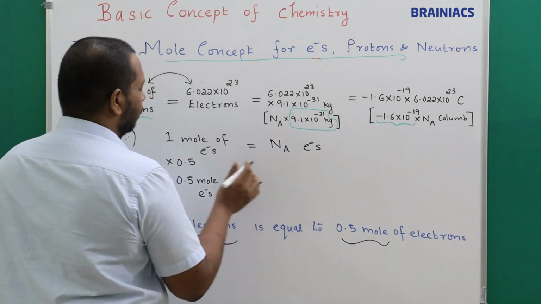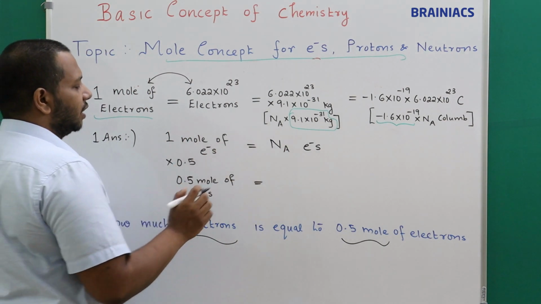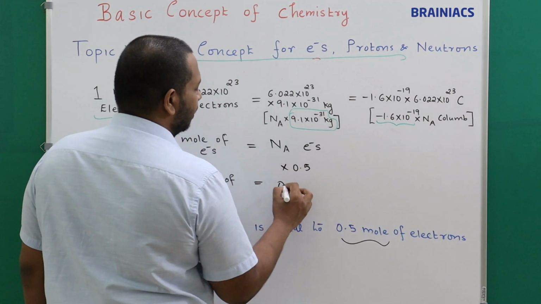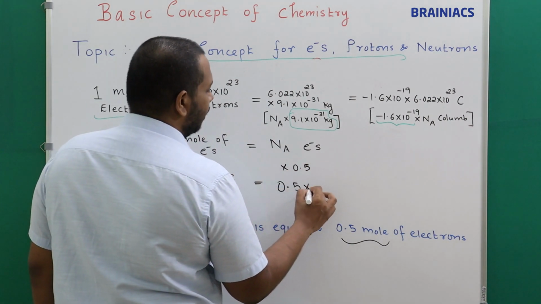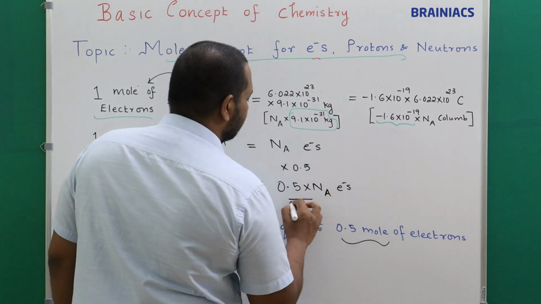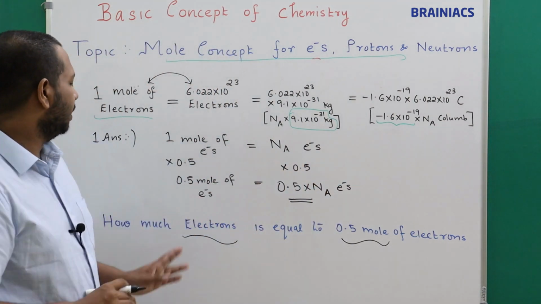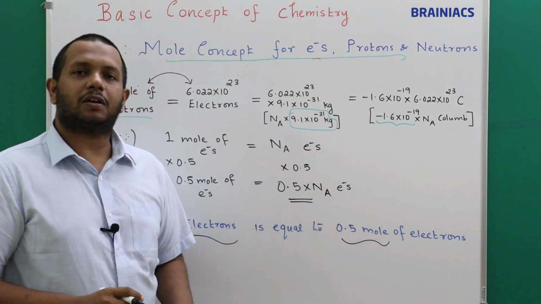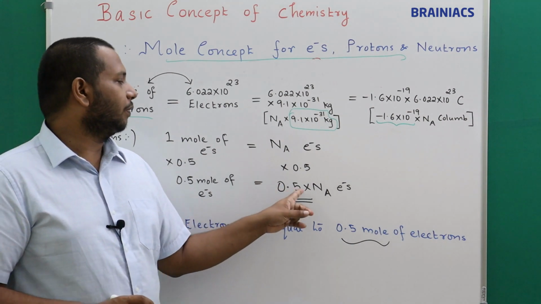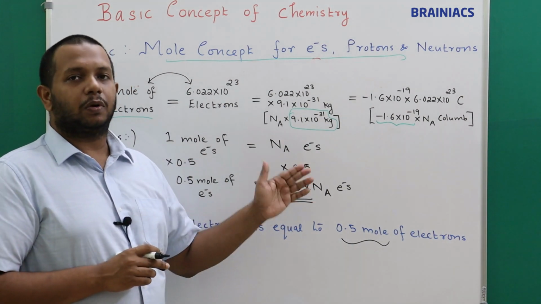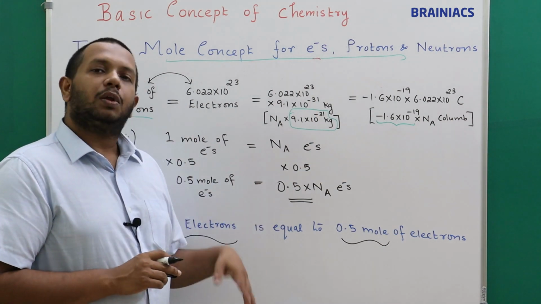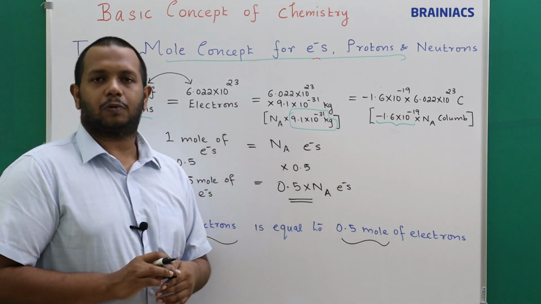Now when you are doing it on the LHS, do the same thing on the RHS. So multiply by 0.5 here. So my answer is 0.5 into Na electrons. So that will be my answer. So tell me how many electrons are there in 0.5 mole of electrons. So 0.5 mole of electrons will have 0.5 into Na. That means 6.022 into 10 power 23 into half. That is 3 into 10 power 23 electrons approximately.